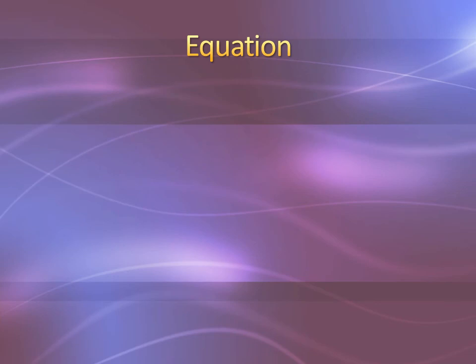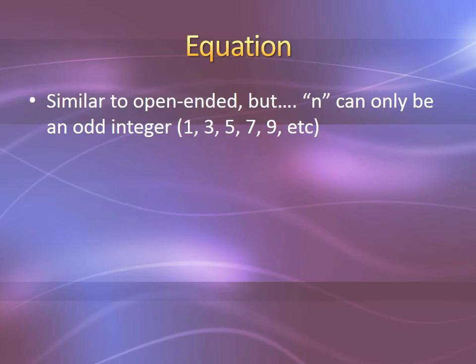All right, so what does that make the equation? It's very similar to the open-ended tube equation, but here n is only going to be able to be an odd integer. And instead of doubling the length, I take 4 times the length.